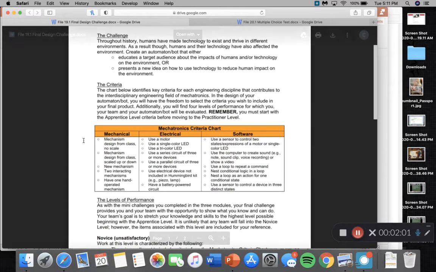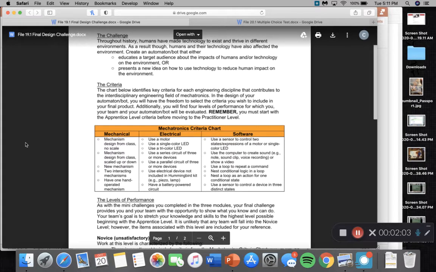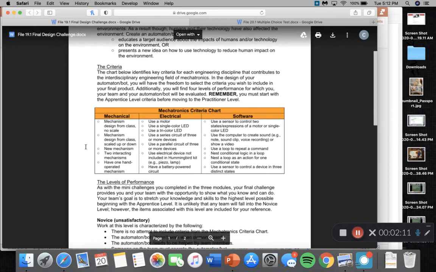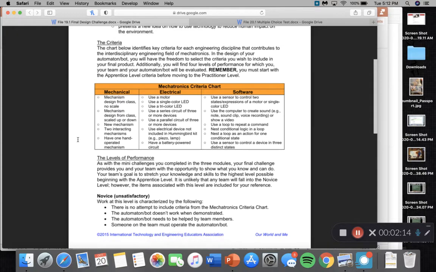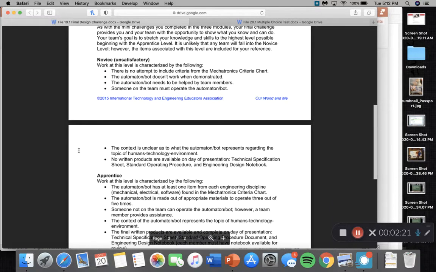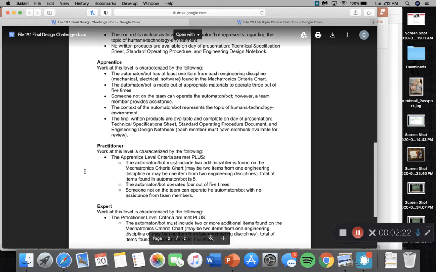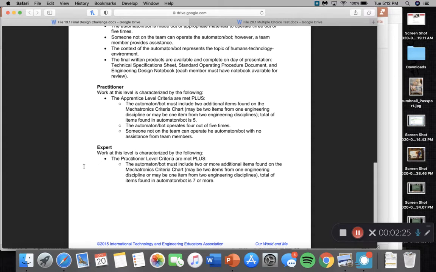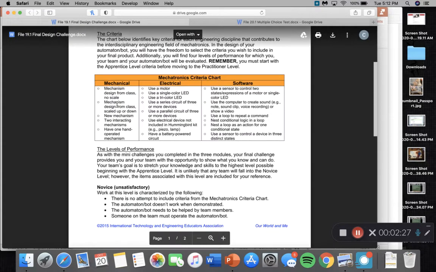So like I said, this is about technology, and they're going to create a bot that educates about the impact of humans and technology on the environment, or a new idea on how to use technology to reduce human impact. Then there's the criteria. They have mechanical, electrical, and software criteria, and then it goes into how they're graded. So like the novice, apprentice, practitioner, expert, and what the criteria are for that, and how a student would achieve those levels.